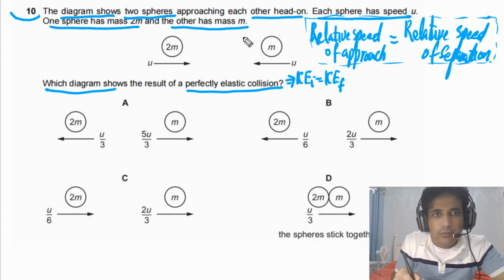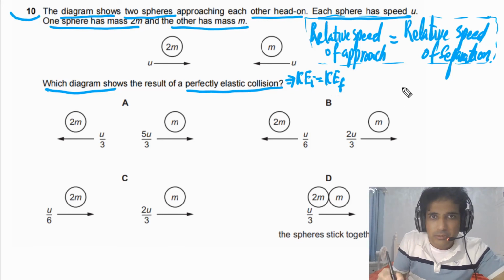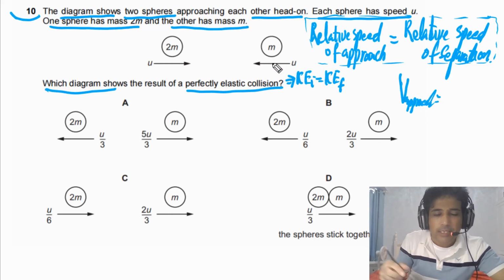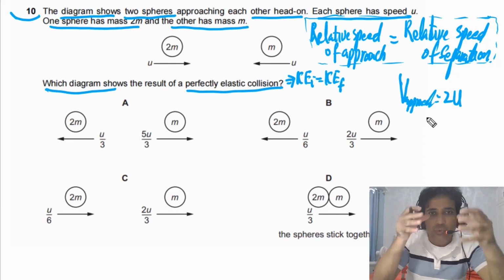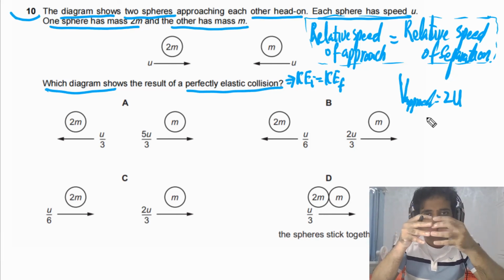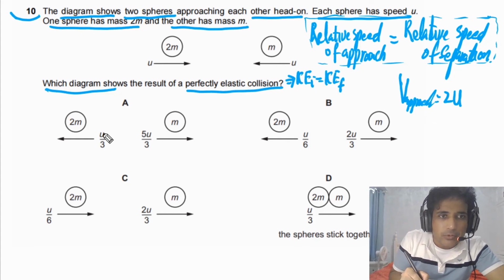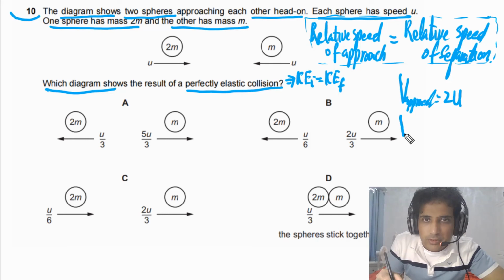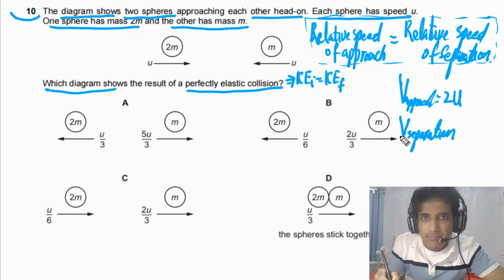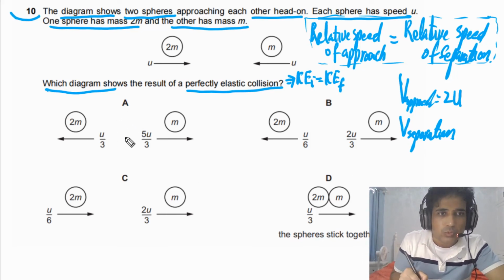If you look at these two spheres, we can calculate the relative speed of approach. So I will write down v approach is equal to u and they're moving in opposite directions. So the relative speed of approach is equal to 2u. Now we need to find out which two spheres have the same relative speed of separation. In this case, you see these two spheres are moving in opposite directions. So to calculate the relative speed of separation, we simply need to add their speeds.